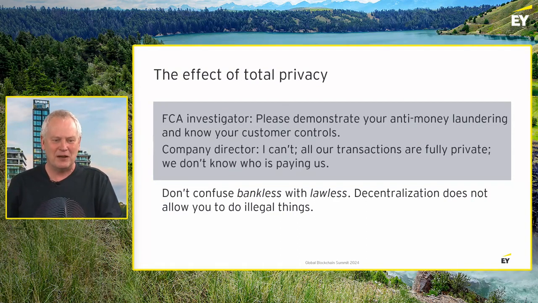And this is where we have to remember, just because it's decentralized, it doesn't mean you can do what you like. Decentralization doesn't let you do illegal things. Therefore, full privacy is not something that's going to happen. That doesn't mean we can't do privacy properly. It just means we have to be a bit more nuanced about how we go about it. And the rest of this talk is how we achieve that nuance. So let's move on and talk about that a little bit.